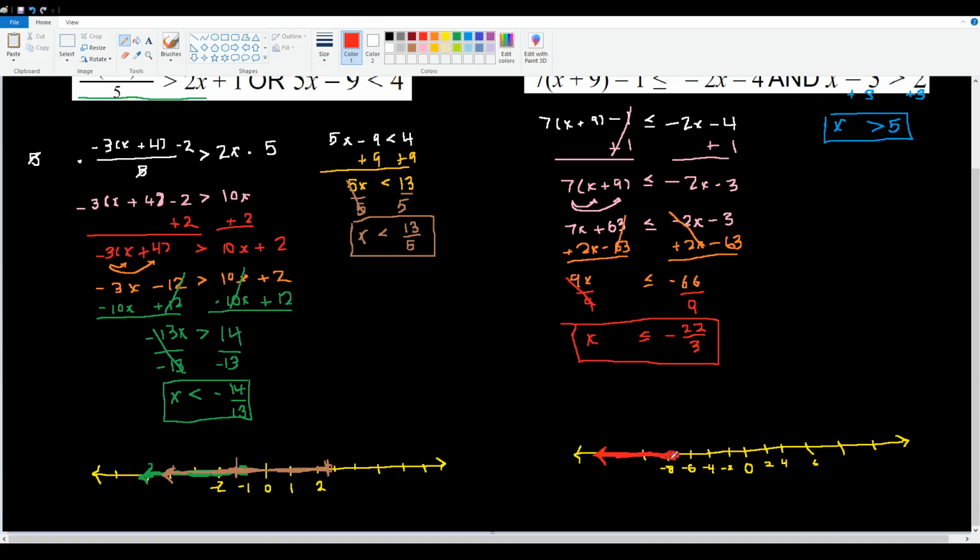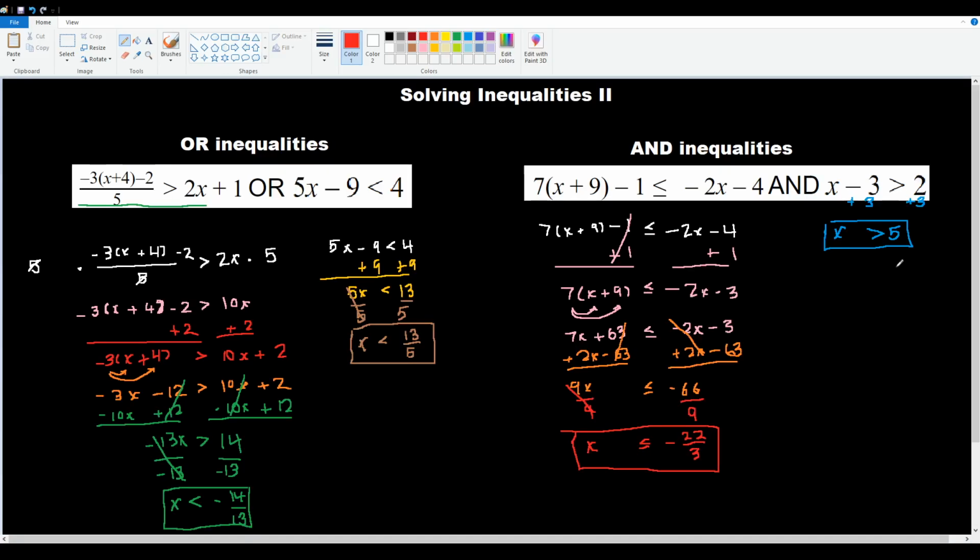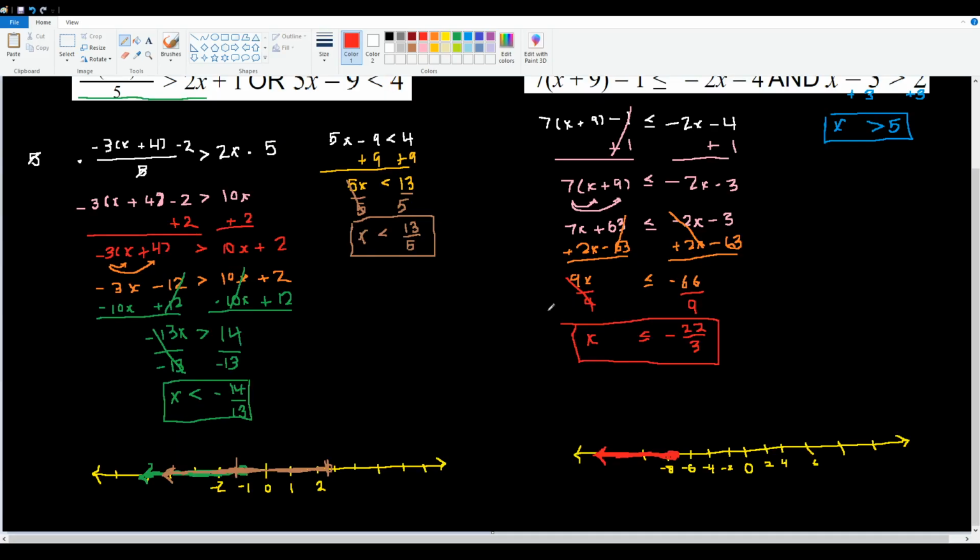And now we can graph, that is so messy, x is greater than 5 in blue. That's going to be an open circle because it's only greater than. Did I say x is less than 5? I mean x is greater than 5. And it's going to go this way. So we have a pretty clear answer here.